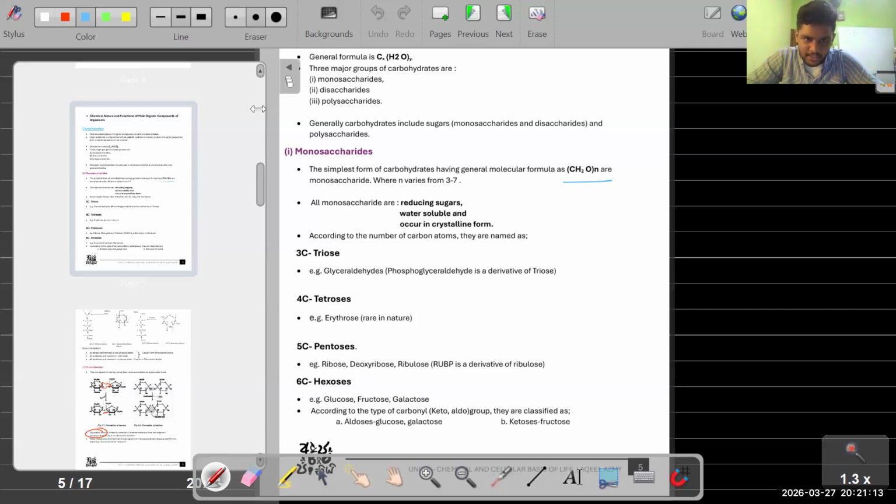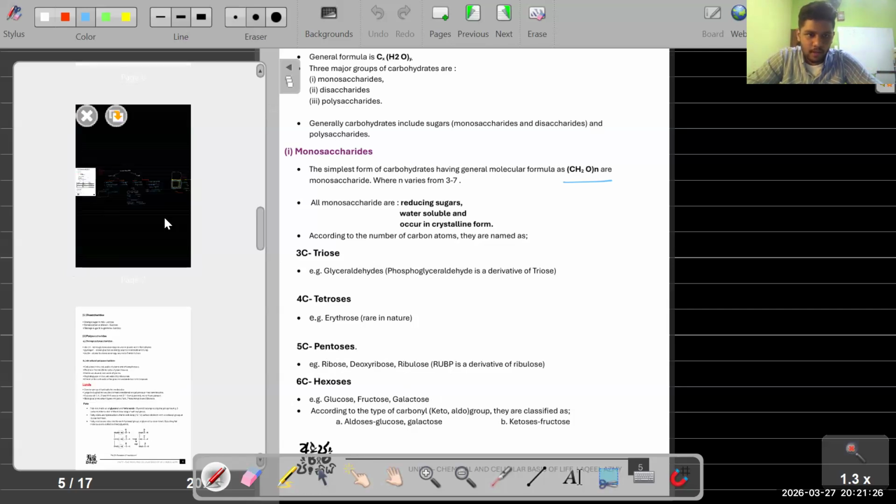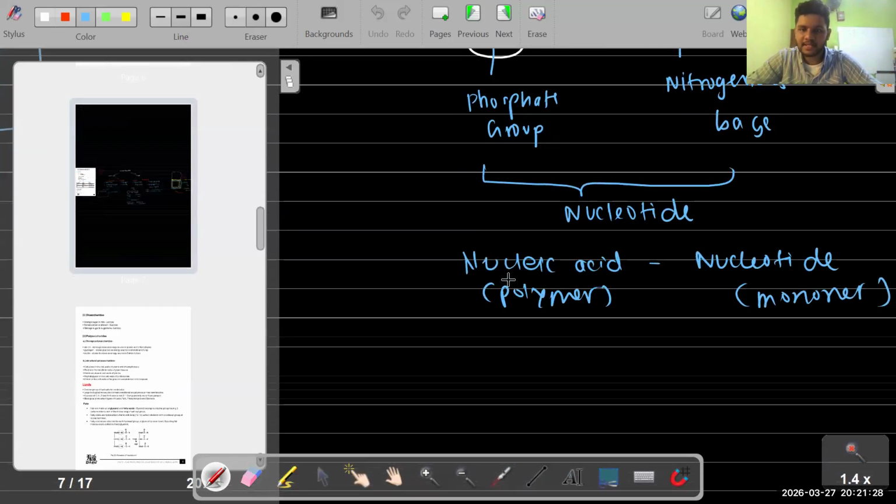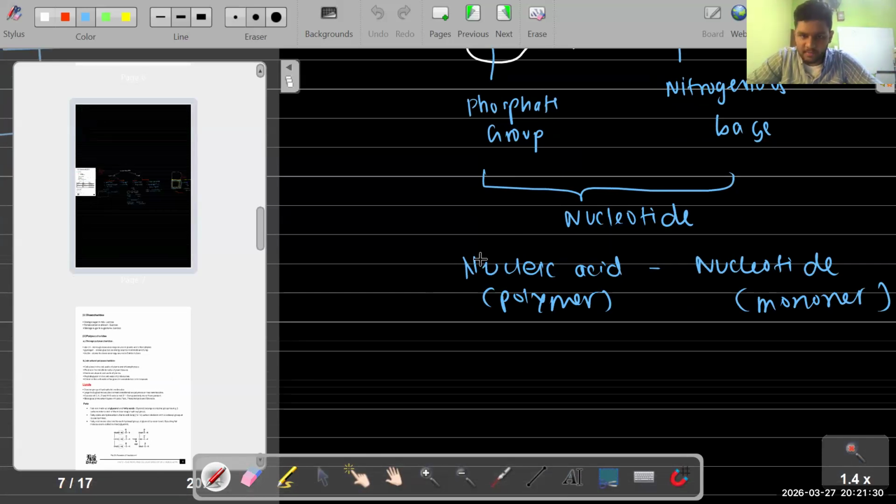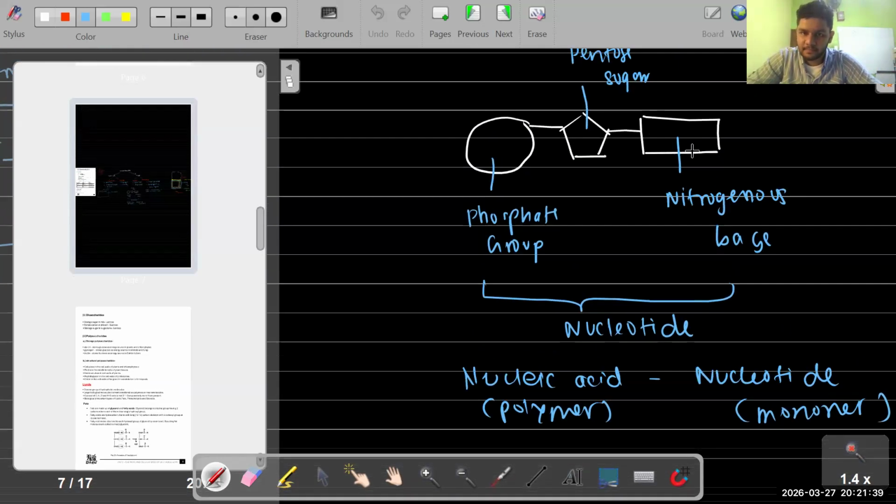Now, what was my question? These three are the examples for pentoses. Pentoses means simply this is the formula: if the n value is 5, they are considered to be pentose sugars, right? Now, what was my question was, I said that nucleic acids are biopolymers, right? These polymers are made up of some monomers called nucleotide. The structure of nucleotide is here, right?